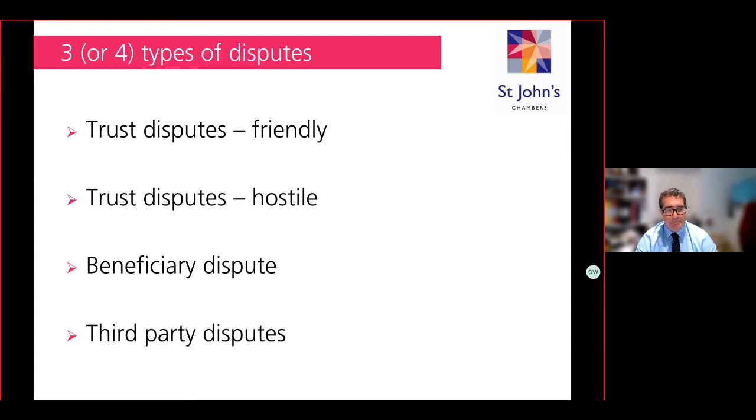And finally, there are third party disputes. So that is a situation where the estate is one party and there is a third party either bringing a claim against the estate or against whom the estate is claiming. Often the example that is used for a third party dispute, which is relatively straightforward, might involve widgets.